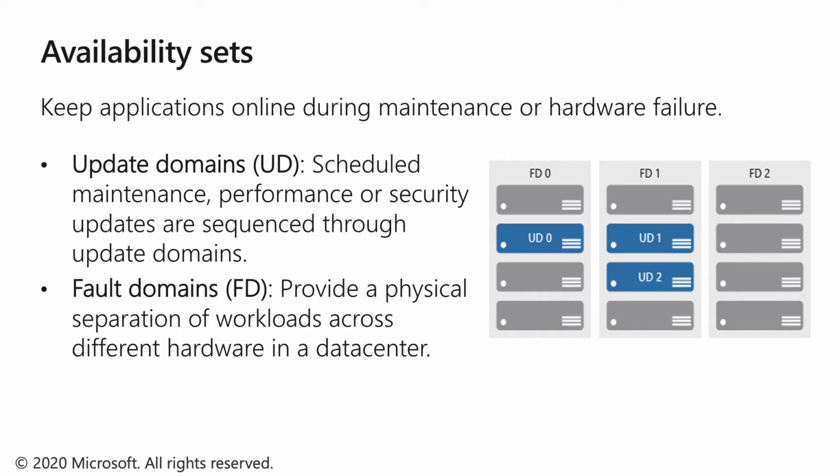So let's just dig down into what availability sets are. These keep applications online during maintenance or hardware failure. Now you've got update domains, so scheduled maintenance, performance or security updates are sequenced through update domains, either happening in one domain, then the next, then the next. And that would be the individual cells of this structure. Now fault domains would be the columns of this storage structure. Fault domains provide a physical separation of workloads across different hardware in a data center. And this allows for Six Sigma, amongst other things, security and reliability.